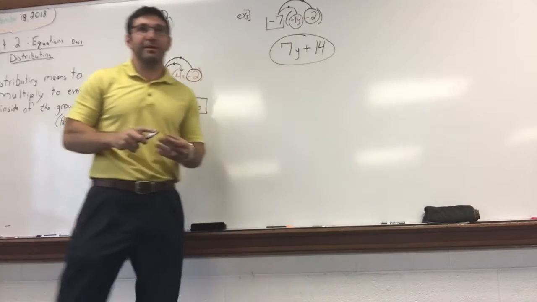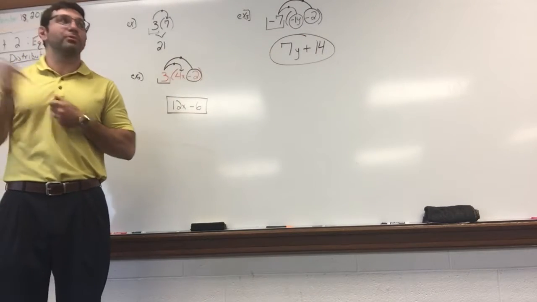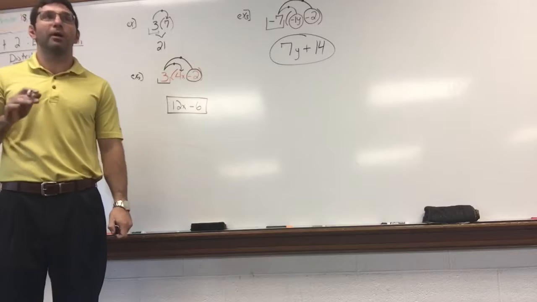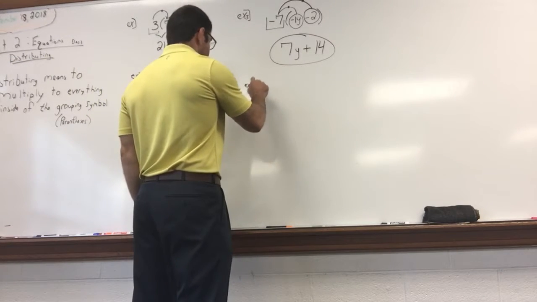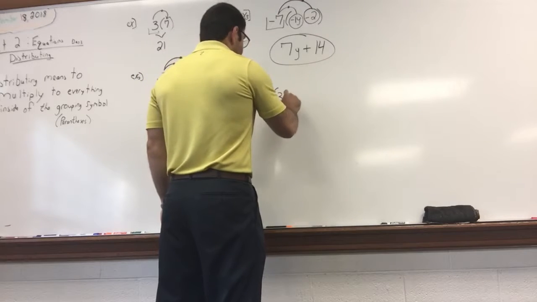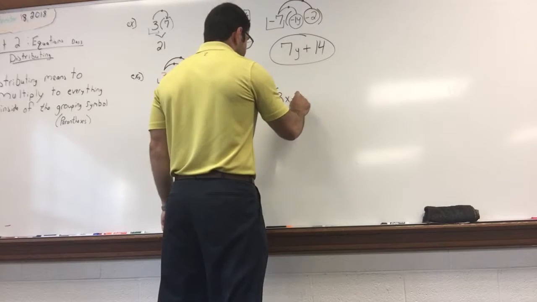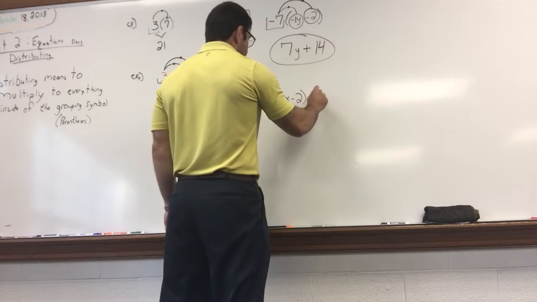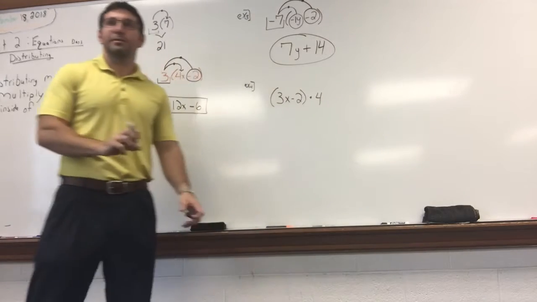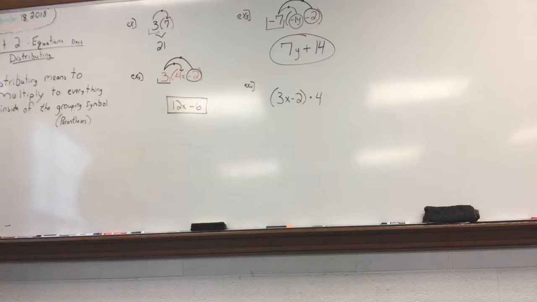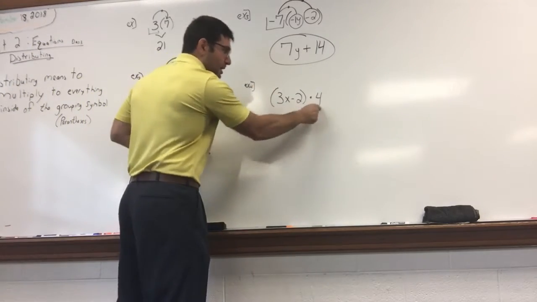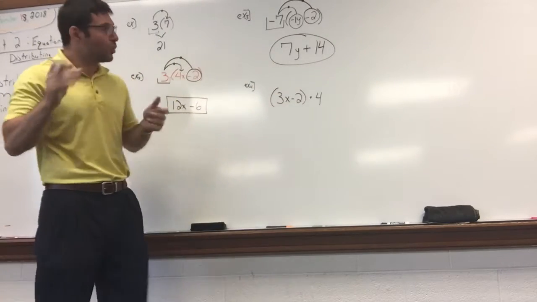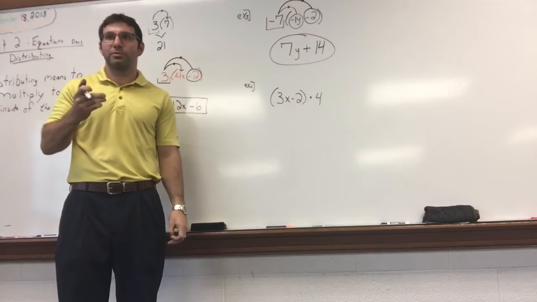This is simplified. One more example that I'm going to show you that doesn't come up often, but I want you to see it. 3x minus 2 times 4. Now listen. Is my number smack dab up against the parenthesis? Well, not really, but it's saying this times this. Does everybody understand that?